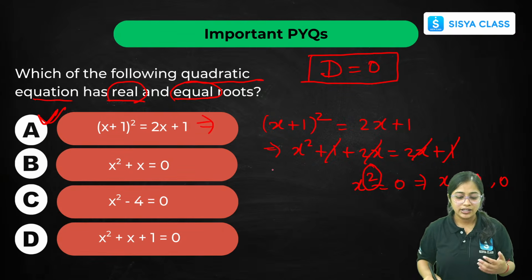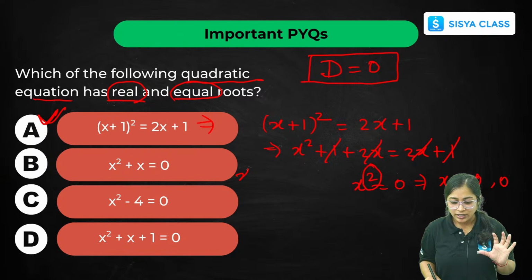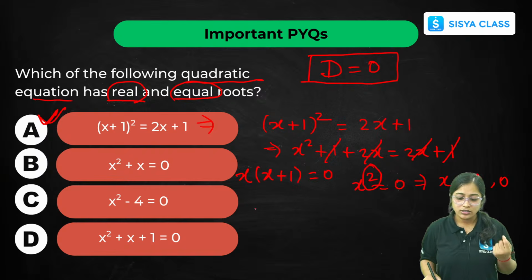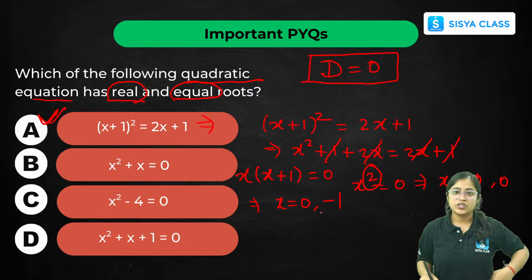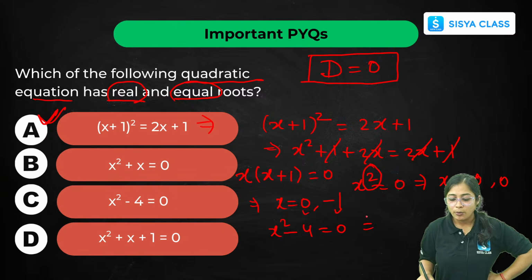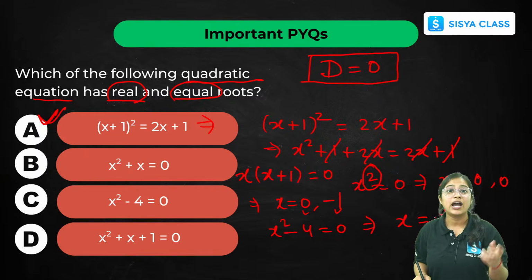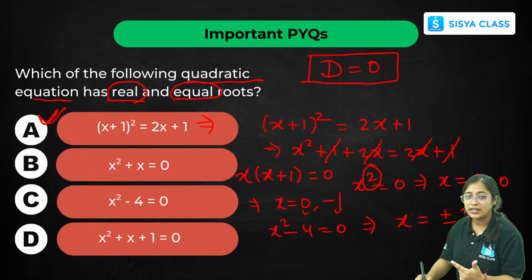So we have here x square plus x equal to 0. Simplify it: let's take x common. You will get x times x plus 1 equal to 0, right? From here you will get x equal to 0 and minus 1. So it has two unequal roots. Now let's see the third equation. We have x square minus 4 equal to 0. From here the value of x is plus minus 2, right? So it also has real and unequal roots.